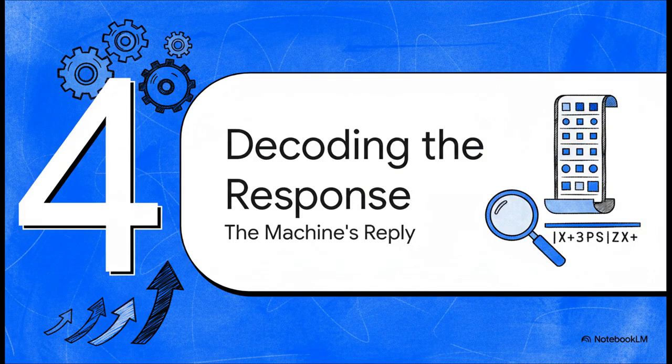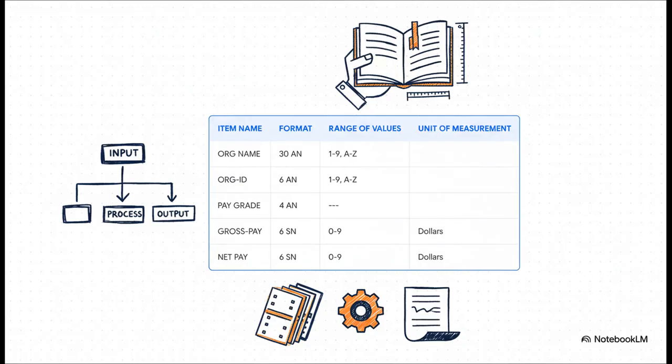So you've carefully prepared your input, you've submitted it, and the machine has done its job. Great. Now, how do you make any sense of what it gives you back? Well, the output is just as structured as the input. The manual provides a key, like the table you see here, that tells you exactly how to read the data. It'll say, okay, the organization name will be 30 alphanumeric characters. Gross pay will be 6 numeric characters, and it's measured in dollars. It's the Rosetta Stone for understanding the machine.